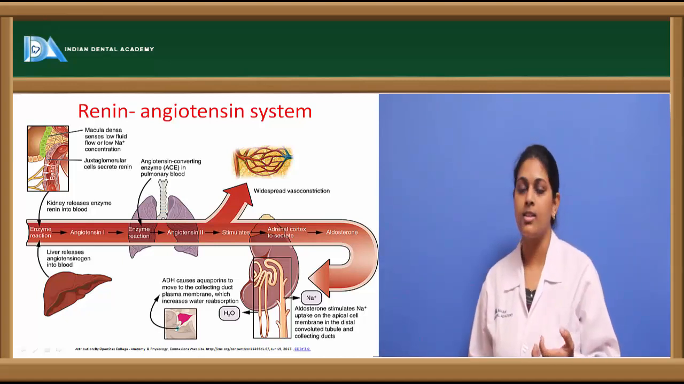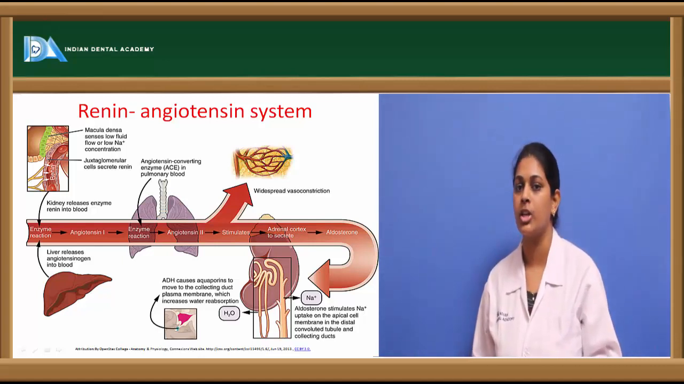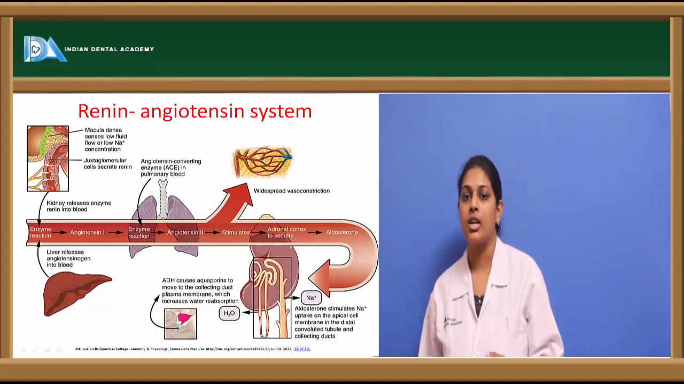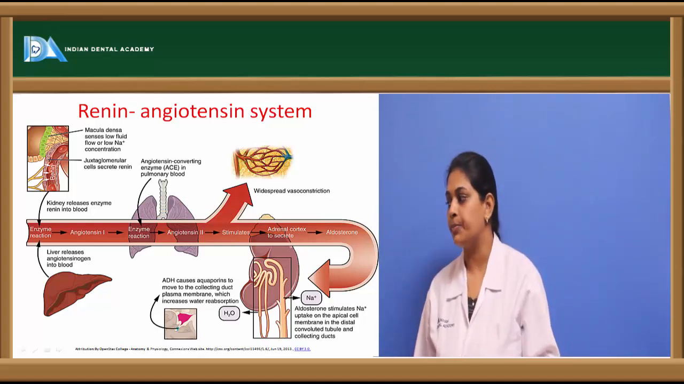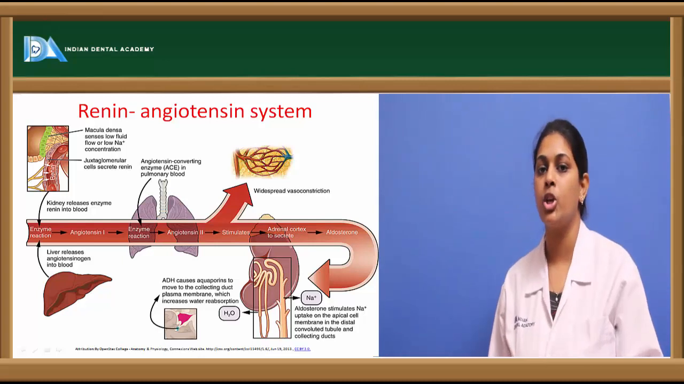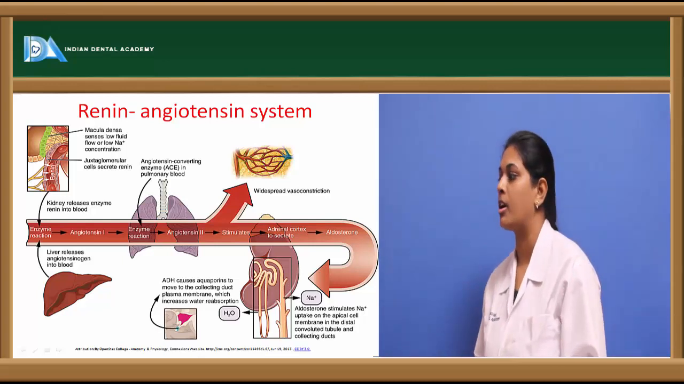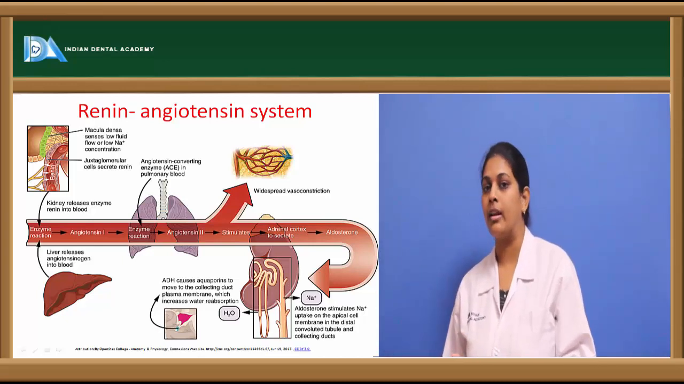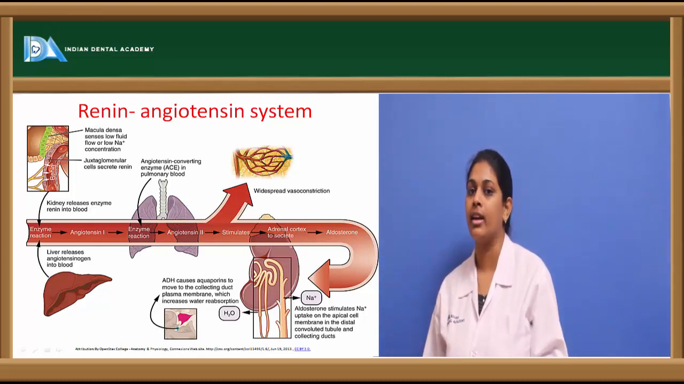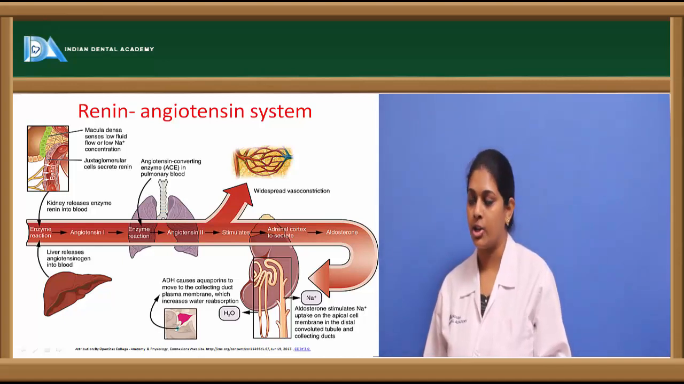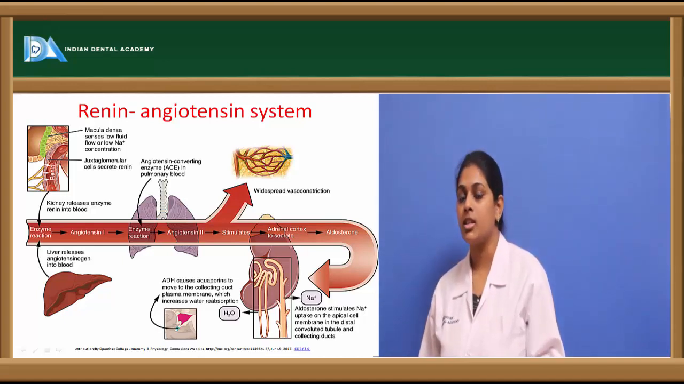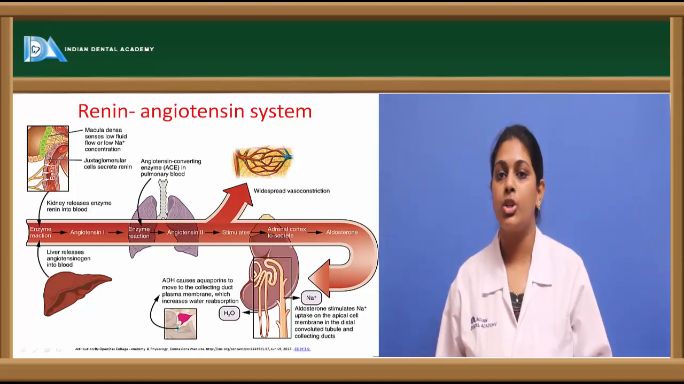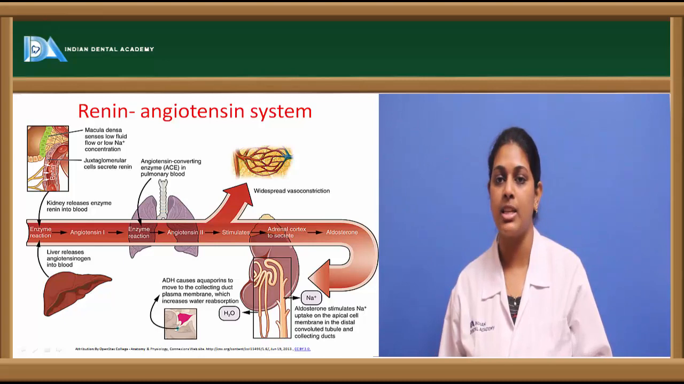This low sodium concentration acts as a stimulus for the secretion of renin, which is present in the juxtaglomerular cells in the kidney. This stimulation causes the renin to be released, and it acts on angiotensinogen. It converts the angiotensinogen into angiotensin 1 because of its enzymatic action.